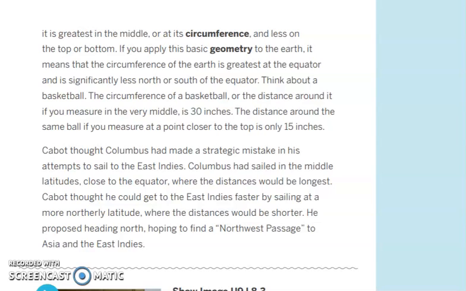Columbus had sailed in the middle latitudes close to the equator, where the distance would be longest. Cabot thought he could get to the East Indies faster by sailing at a more northerly latitude, where the distance would be shorter. He proposed heading north, hoping to find a northwest passage to Asia and to the East Indies.